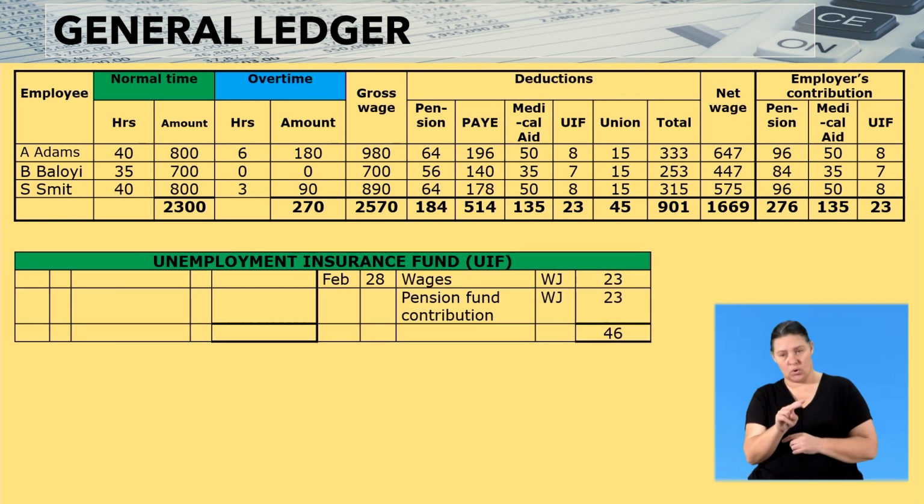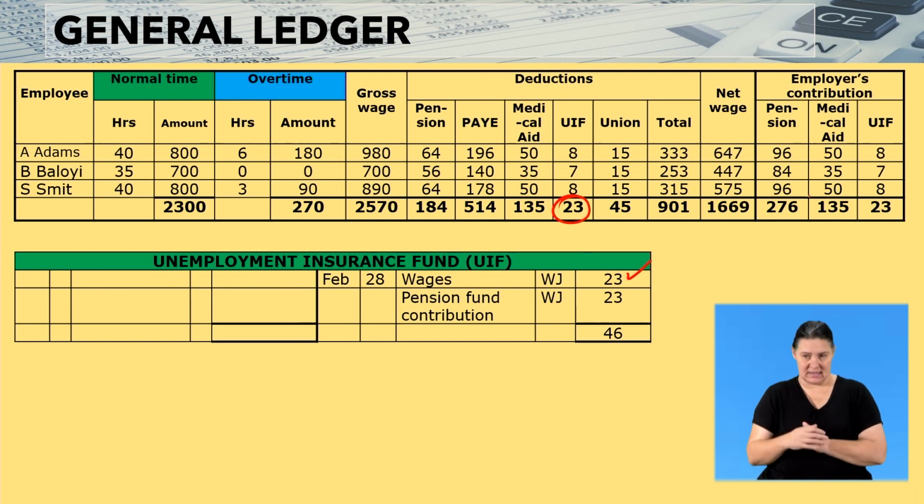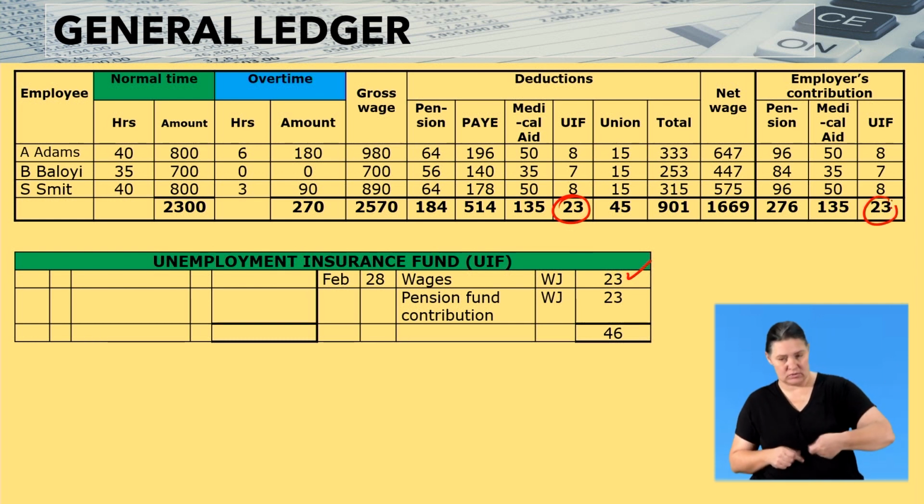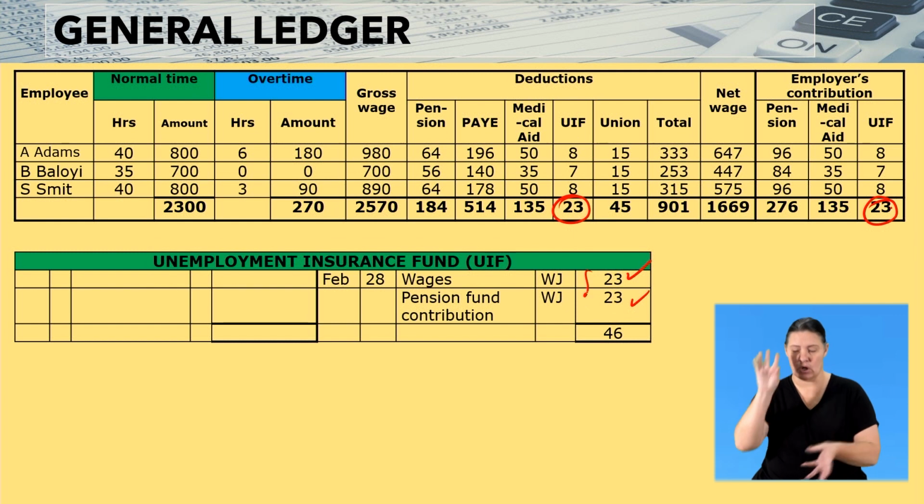Then we will look at unemployment insurance fund. With UIF, you will have deduction, which is 23, as well as contribution. There is the contribution, 23. Then the total becomes 46.